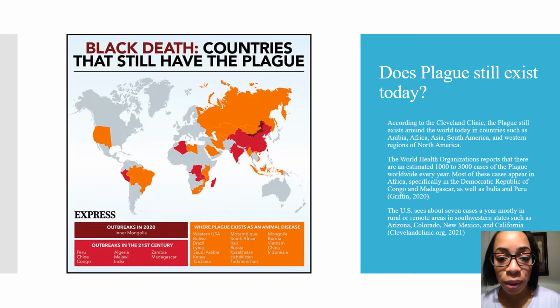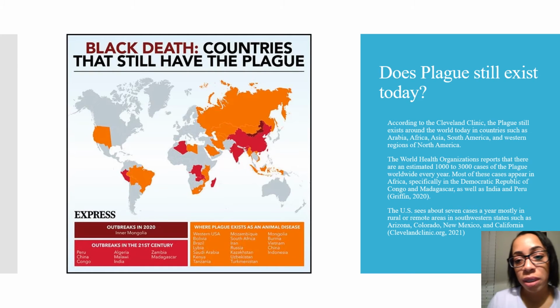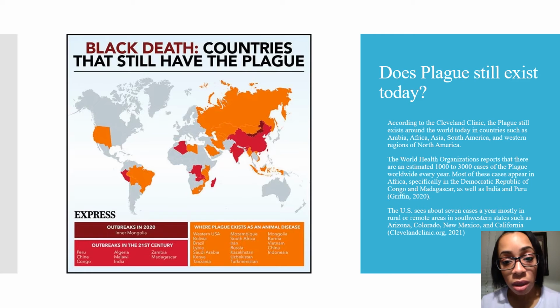Most of these cases appear in Africa, specifically in the Democratic Republic of Congo and Madagascar, as well as India and Peru. The U.S. sees about 7 cases a year, mostly in rural or remote areas in southwestern states such as Arizona, Colorado, New Mexico, and California.